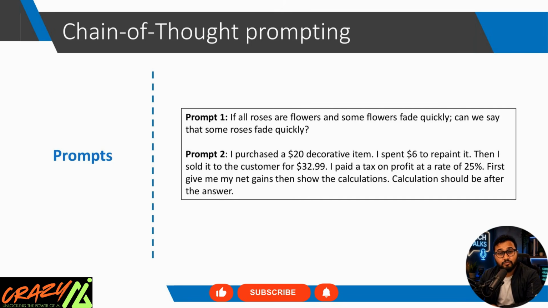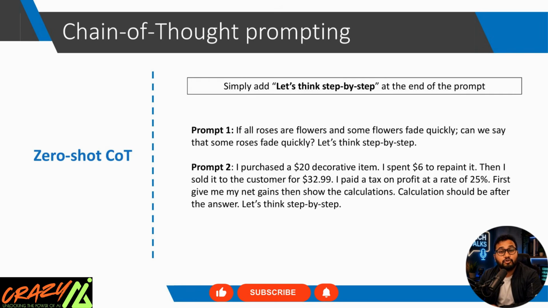One of the simplest forms of this technique is called zero-shot chain of thought. Zero-shot chain of thought is remarkably simple. All we do is add a phrase such as, "Let's think step by step." This small instruction encourages the model to perform structured reasoning. Research has shown that this simple addition can significantly improve performance on many reasoning tasks. It's one of the easiest and most effective prompt engineering techniques available.